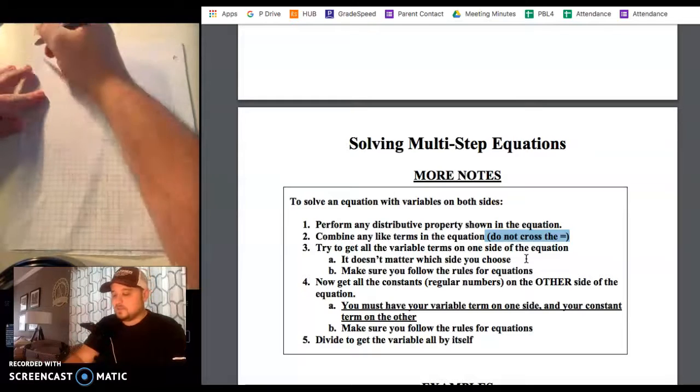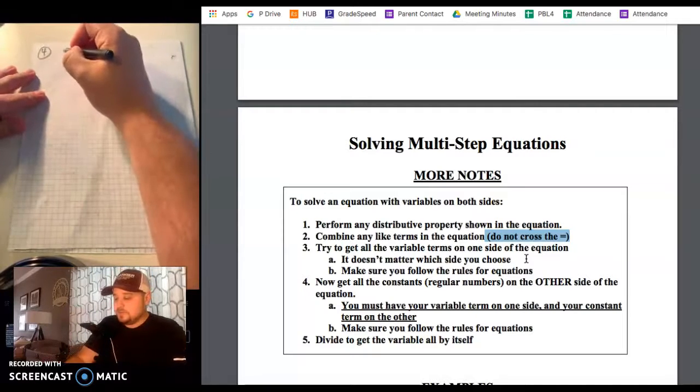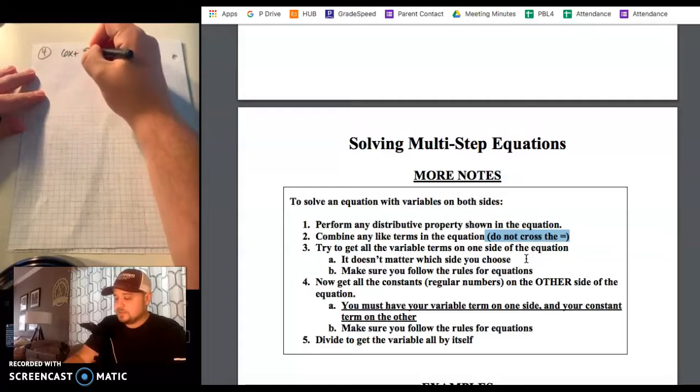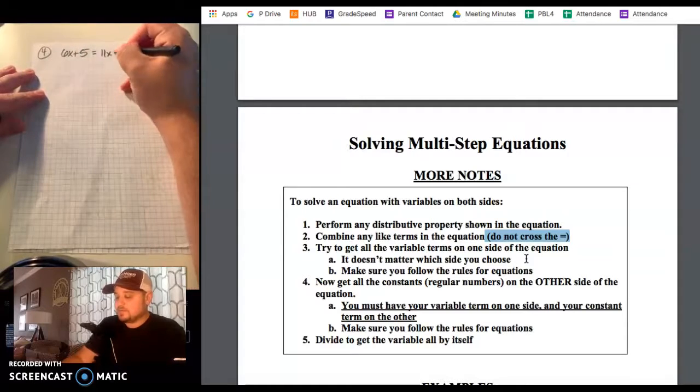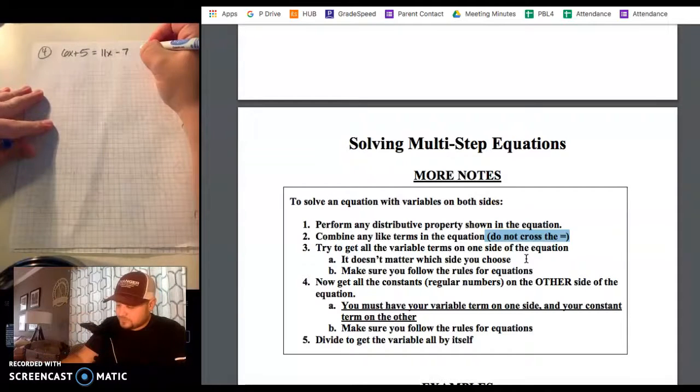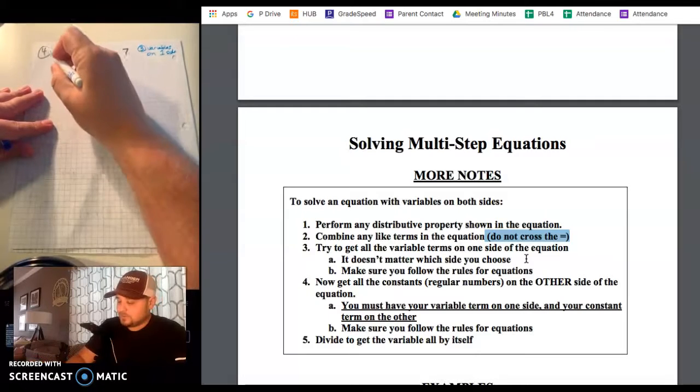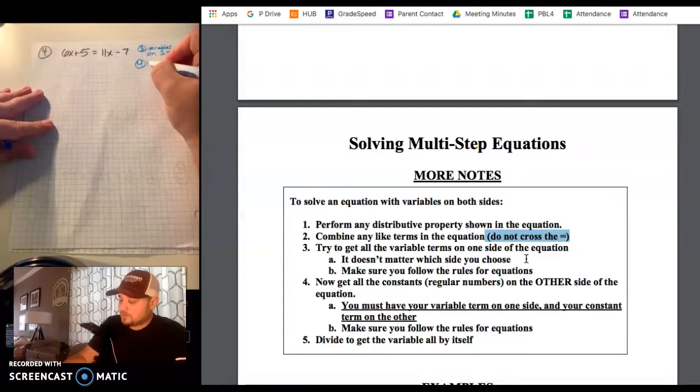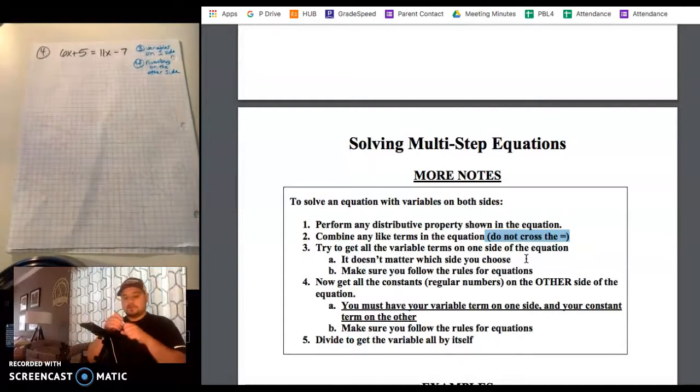So let me come up with an example for that. So this might be like 6x plus 5 equals 11x minus 7, okay? So I'm going to go ahead and do step 3 here first. So step 3, remember, was to put all the variables on one side. Okay, but then the big step we're doing here, step 4, is going to be to put all the numbers on the other side. Okay, all right, so let's see what this will look like.